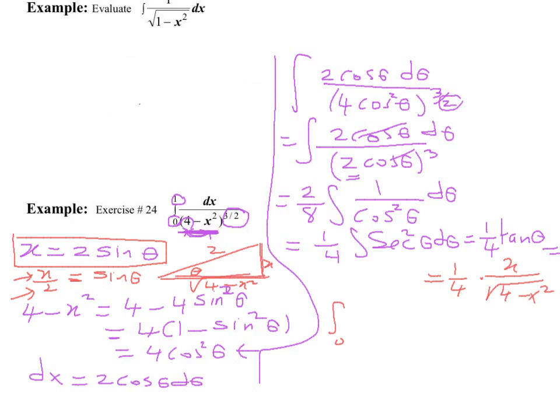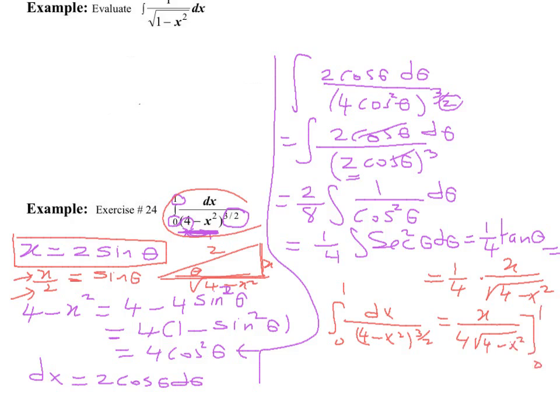So the integration from 0 to 1 of dx divided by (4 minus x squared) to the power 3/2, this is the original question, is equal to x divided by 4 root of 4 minus x squared from 0 to 1. Now if we substitute x by 1, then minus x by 0, we are going to have 1 divided by 4 root 3 minus 0, which is equal to 1 divided by 4 root 3.